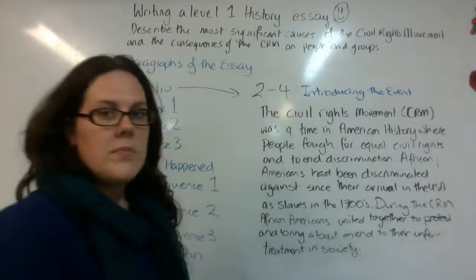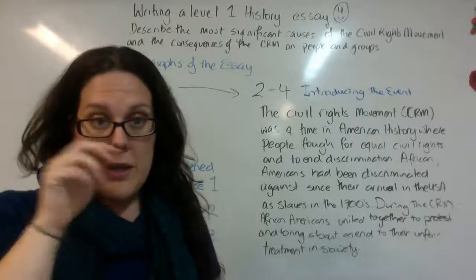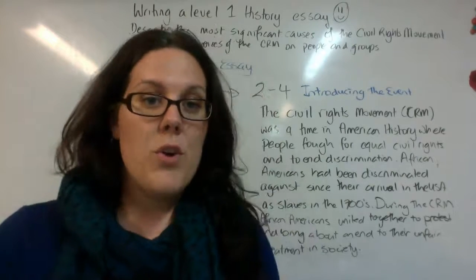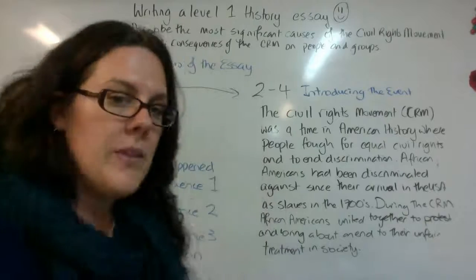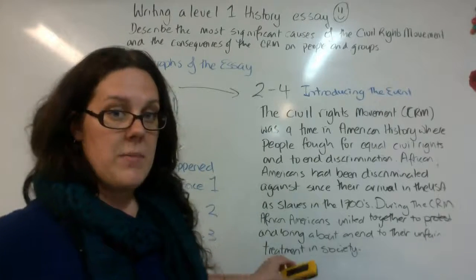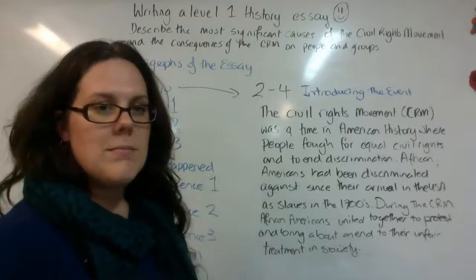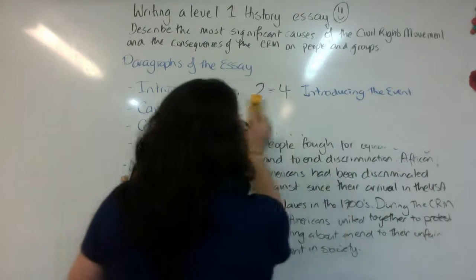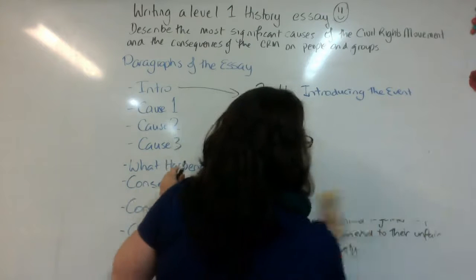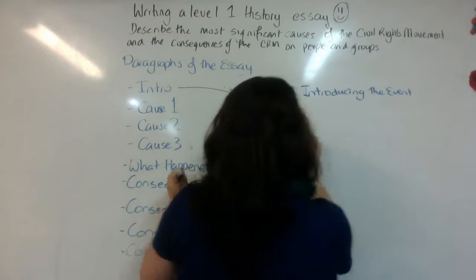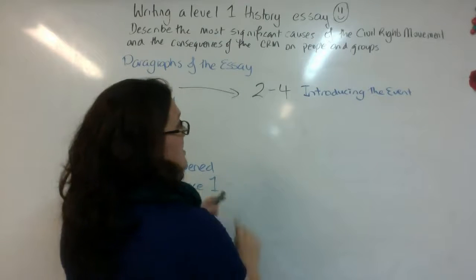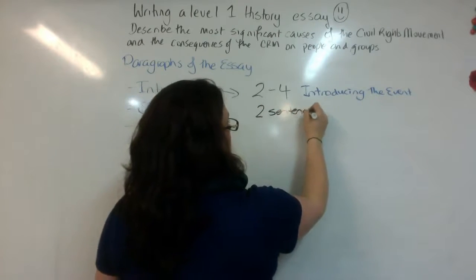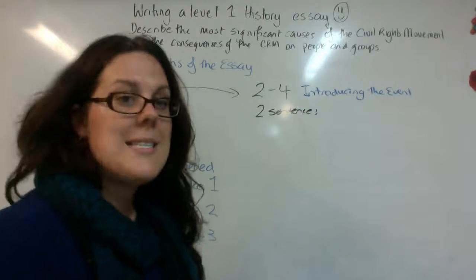Okay, now the next step, and this is where you get your last 2 sentences in this paragraph, is that you've got to bring your argument in here. So I'm going to run out of space, so what I'm going to do is rub this out. So once I've done my 2 to 4 sentences introducing the event, then I have to do, this is still in my introduction, 2 sentences, again, stating my argument.